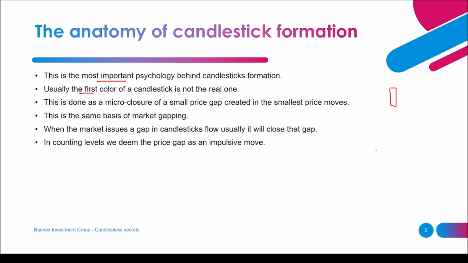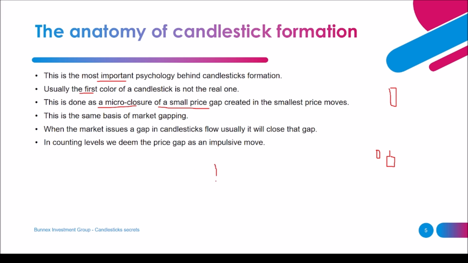For instance, a candle may start as a green candle, then later you'd see it as a red candle. This is done as a micro closure of the small price gap created in the smallest price movements. This gives us another interesting thing.